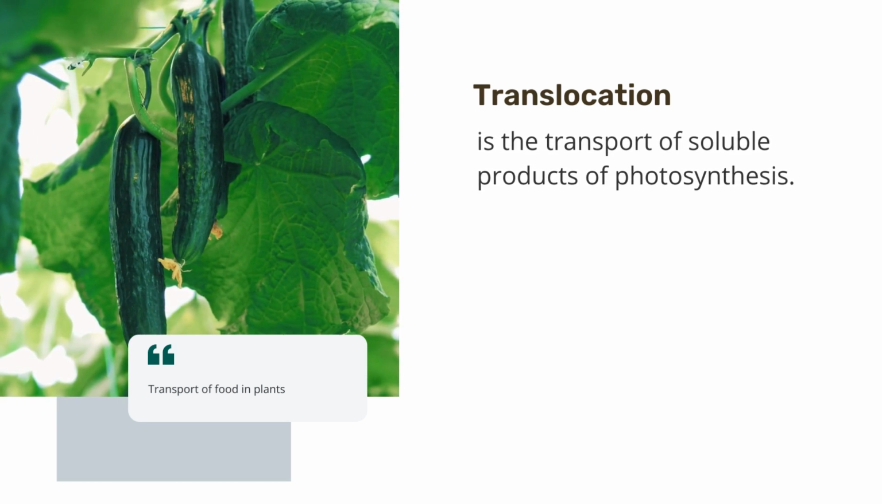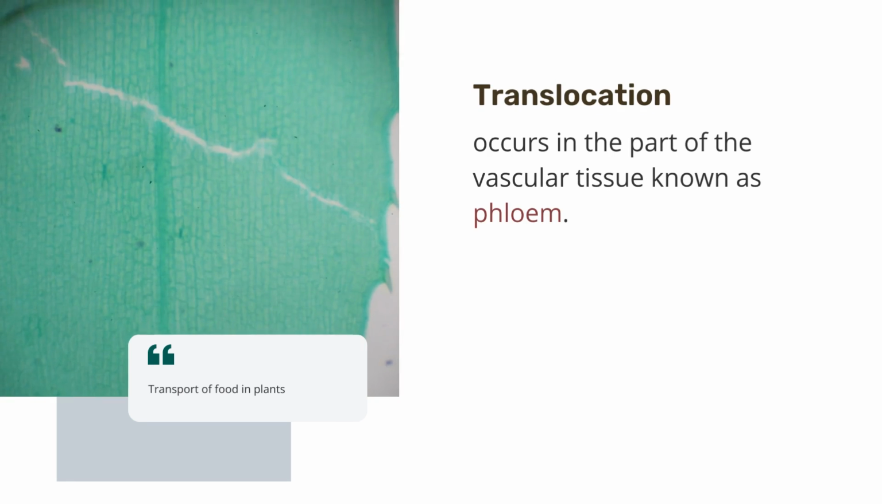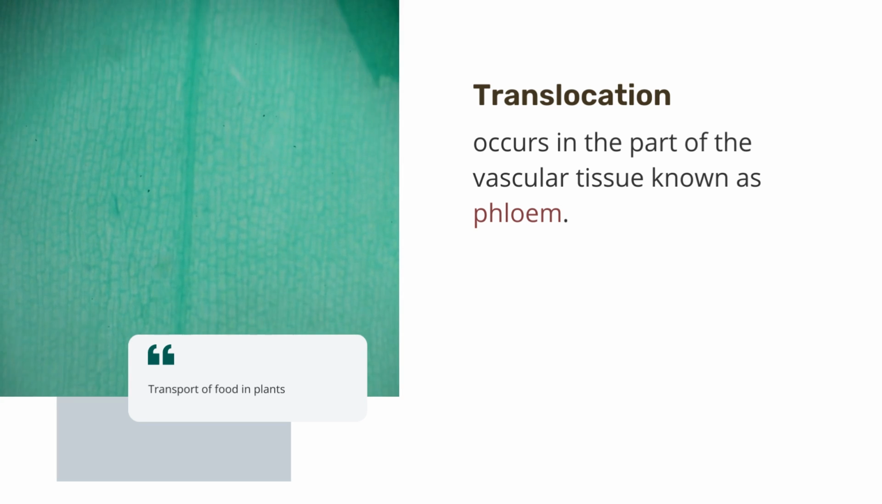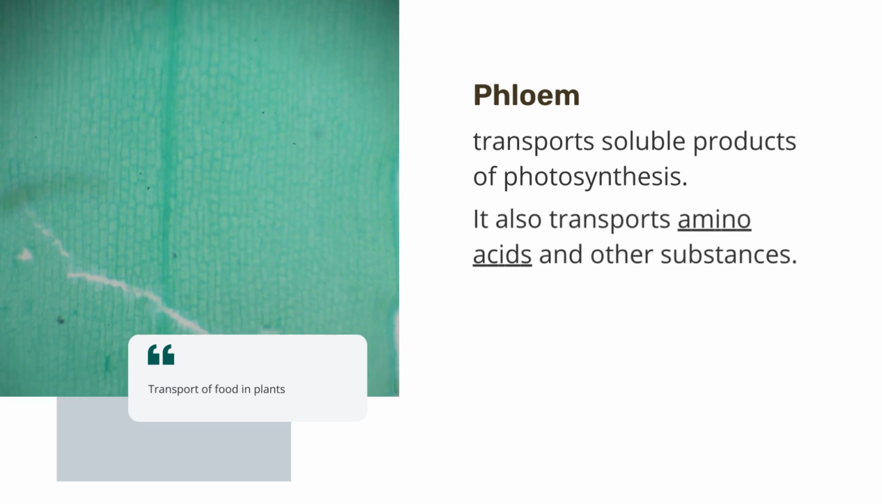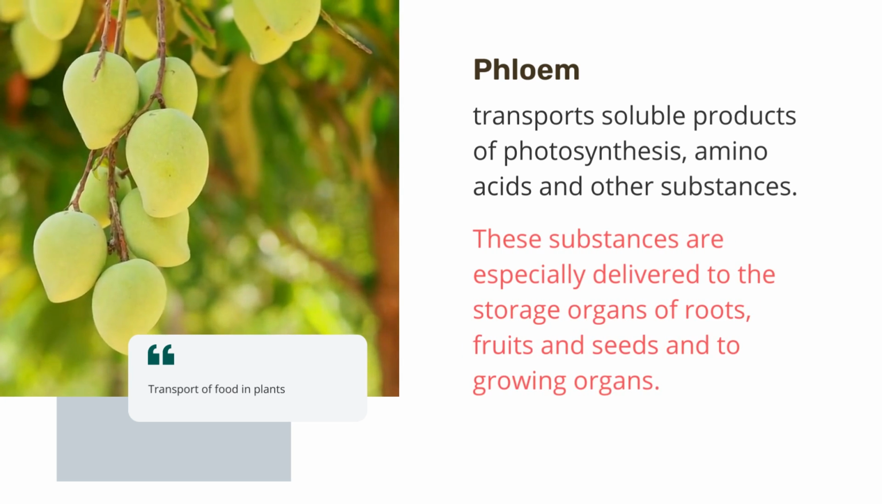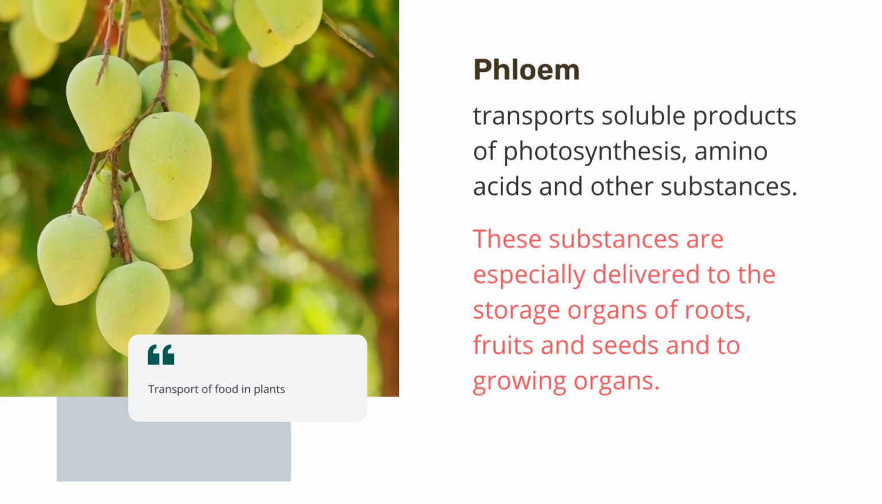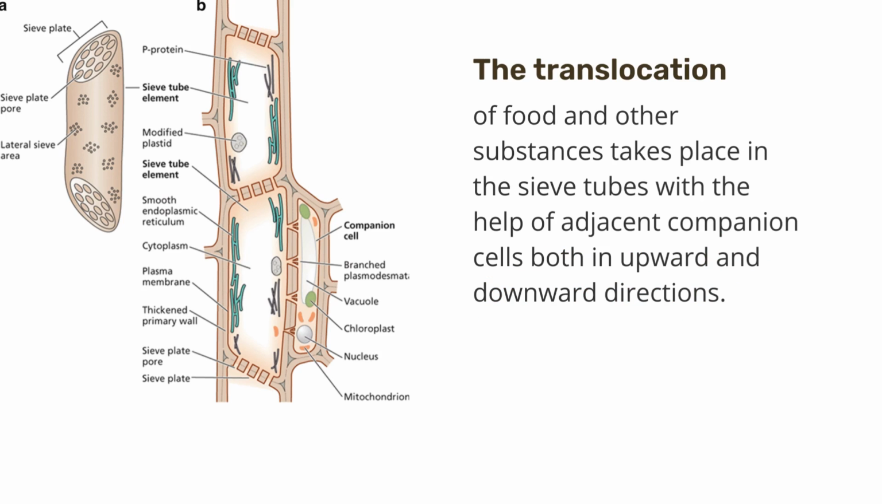This transport of soluble products of photosynthesis is called translocation. It occurs in the part of the vascular tissue known as phloem. Besides the product of photosynthesis, the phloem transports amino acids and other substances too. These substances are especially delivered to the storage organs of roots, fruits, seeds, and to growing organs. The translocation of food and other substances takes place in the sieve tubes with the help of adjacent companion cells, both in the upward and downward directions.